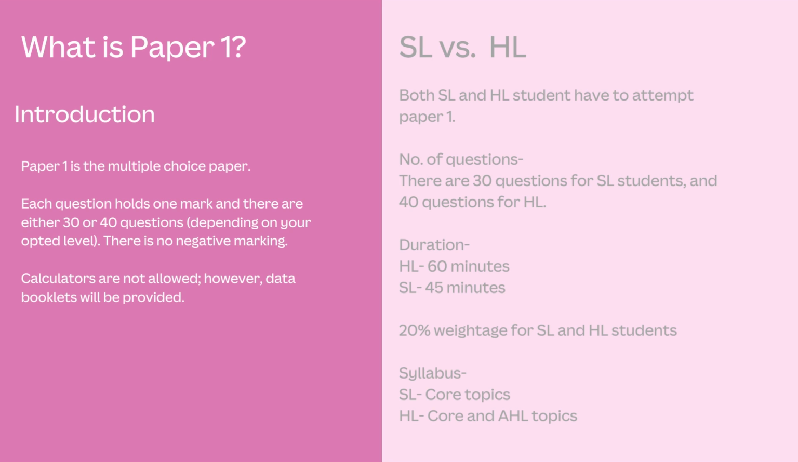So before I go into Paper 1 in depth, I would like to give a brief introduction. Paper 1 is basically the multiple choice paper where you will be given a question and 4 choices, and you will have to choose the correct option. Each question holds 1 mark weightage, and there are either 30 or 40 questions depending on your opted level. There is no negative marking, which is a plus point, so you can guess in case you aren't sure, but please be sure to make an educated guess.